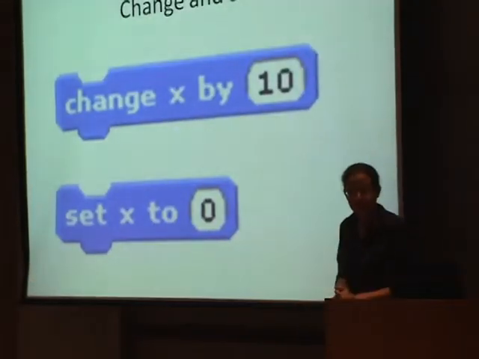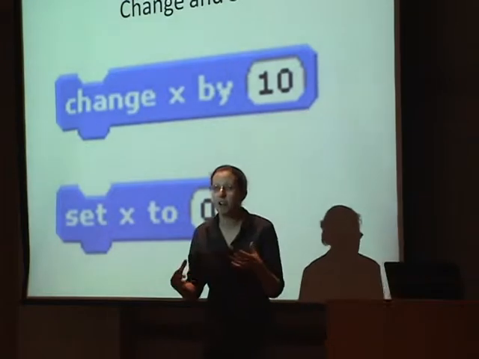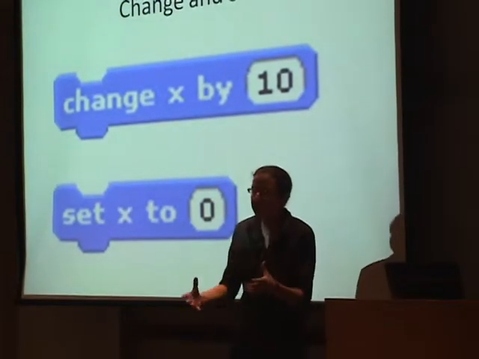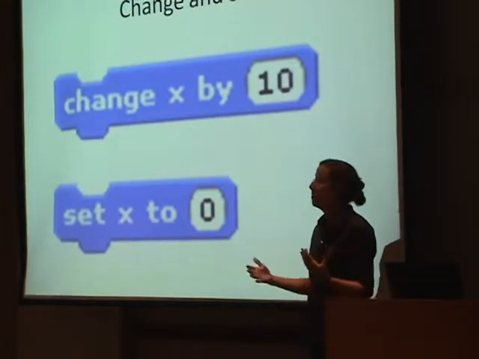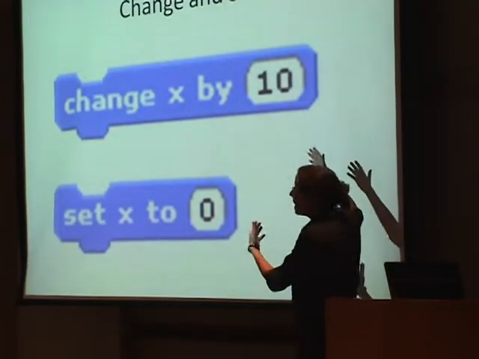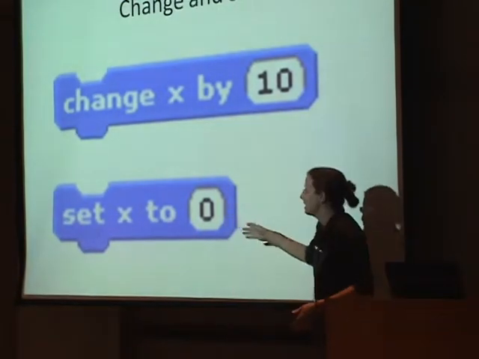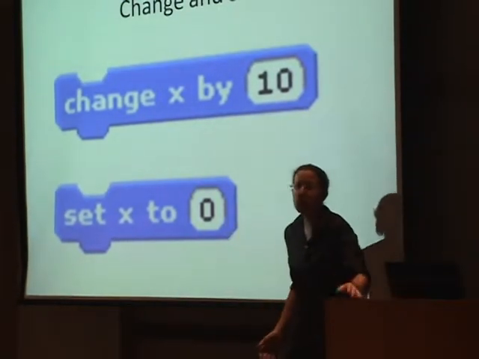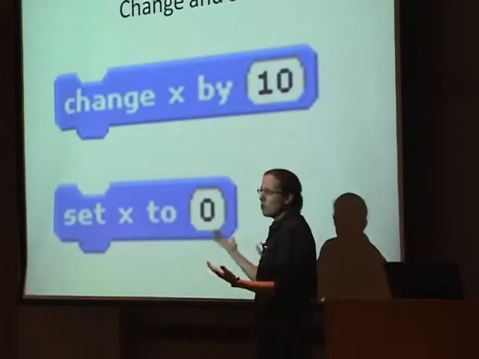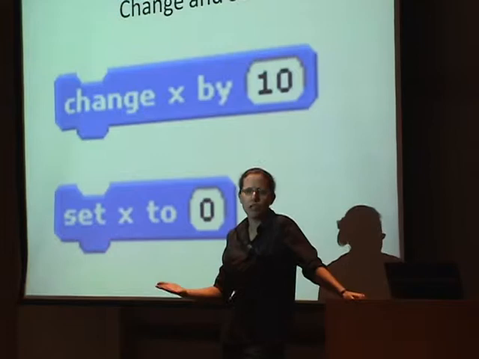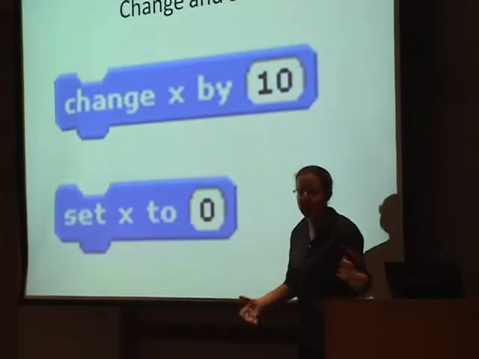Here's 2 blocks that are about changing the variable x. So the character has a variable x, and these pieces look just like the ones we had for changing the variable length. So I can change it by 10, which takes its current value and adds 10 to it, or I can set it to 10 or 0 or whatever. On these, I really like to build off of students' ideas of the words set and change. You use those in real life, and these represent concepts you're familiar with.